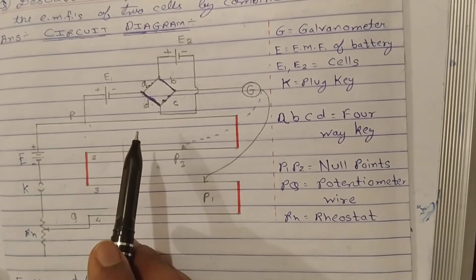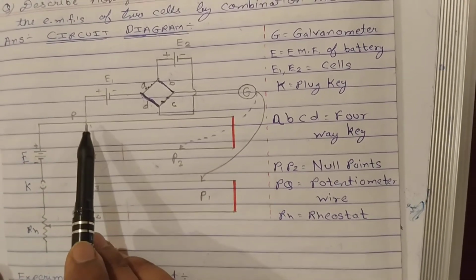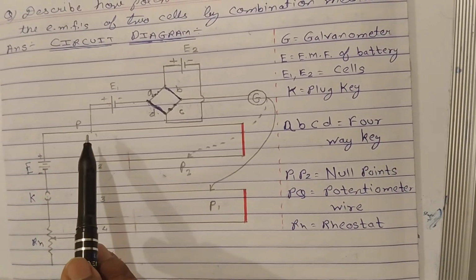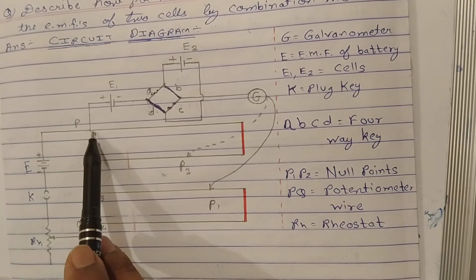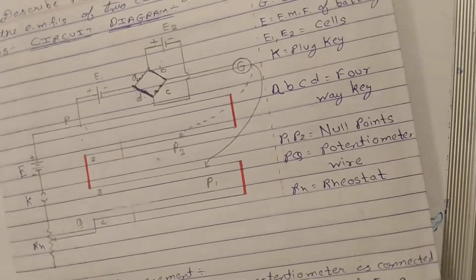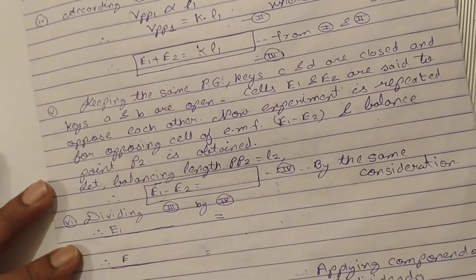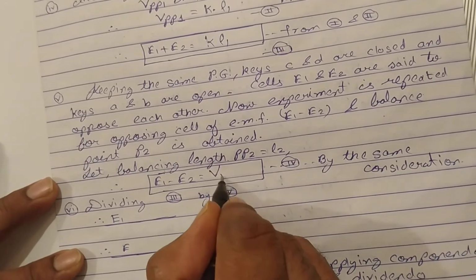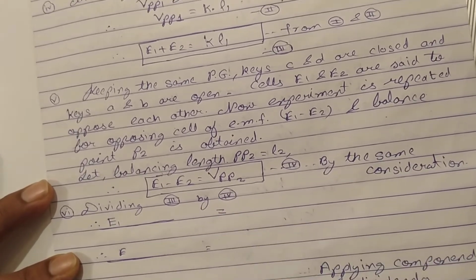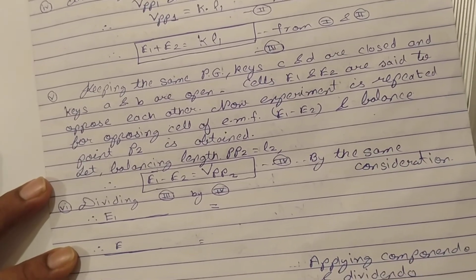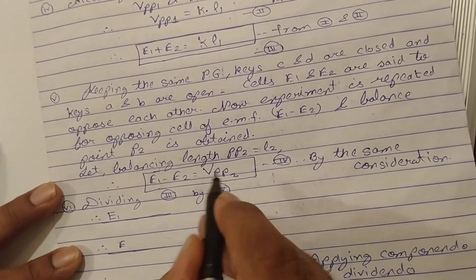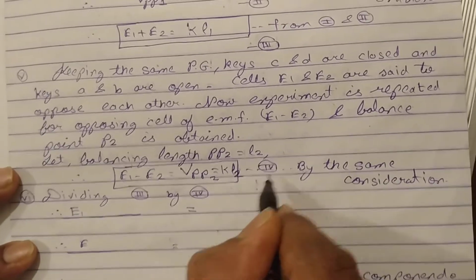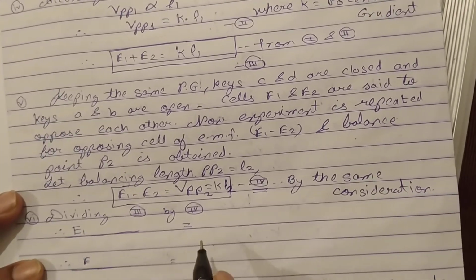But according to the principle of potentiometer, voltage between P and P2 is directly proportional to the length between points P and P2. I will show mathematically. So E1 minus E2 is the voltage between P and P2, which is directly equal to K times L2. This is, say, expression number 4.